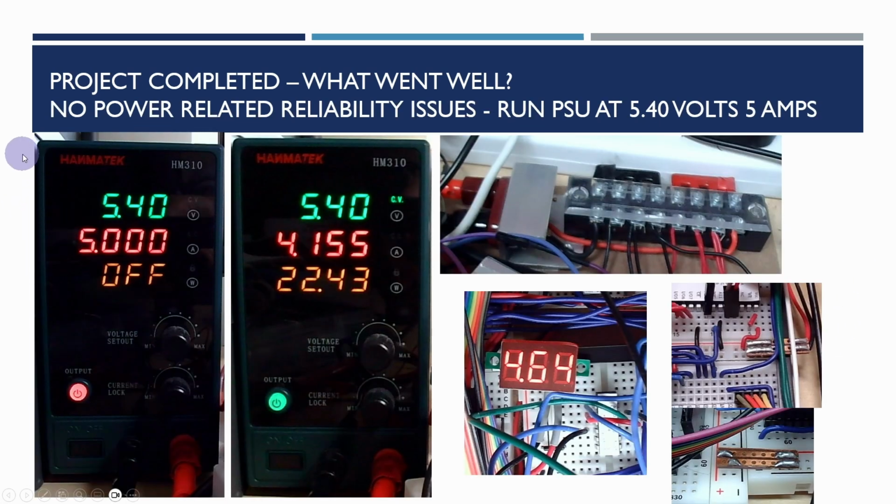So I didn't really have any power related reliability issues. So these are photos of the bench power supply I use. In the early stages, you can use a USB power supply, certainly up to about 1 or 2 amps. But you'll see here that the voltage is actually set at 5.4 volts. The current limit is actually set at 5 amps. And when it turns on, it settles down at about 4.1 amps, but it does spike at about 4.7 amps as the SATA disk and the floppy disk drives spin up.